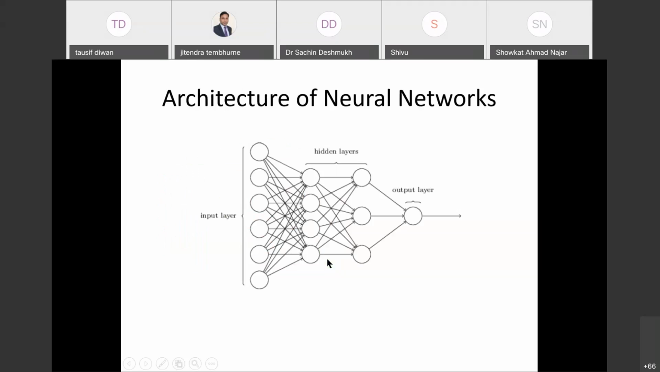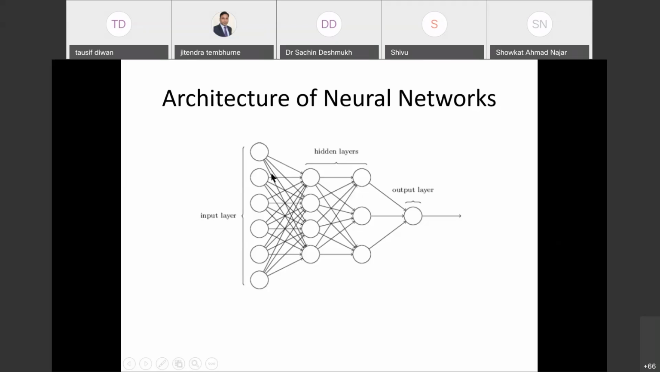Next we start with deep neural networks. So this is just a general architecture of neural networks. This is the input layer, these hidden layers are there, and finally this output layer. So it is a fully connected neural network. Fully connected neural network means a neuron in any particular layer is connected to all the neurons in the previous layer.